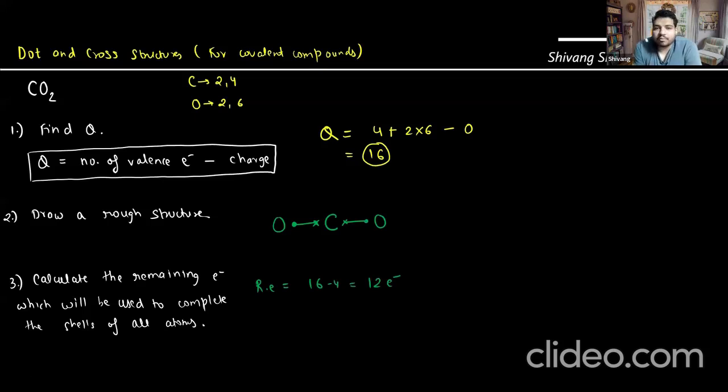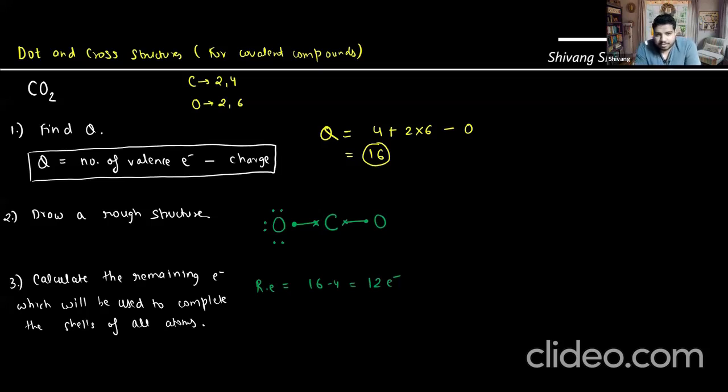And those 12 electrons we have to use to do what? We have to use them to complete the shell of all the atoms. Now let's do that. Look at this structure. The oxygen on the left-hand side just has 2 electrons right now, needs 6 more. Every atom needs to have 8 in the valence shell to get the stability. So it needs 6, we are going to give it 6. So 1, 2, 3, 4, 5, and 6. This completes the oxygen. Oxygen is happy. It is stable. The shell is complete.